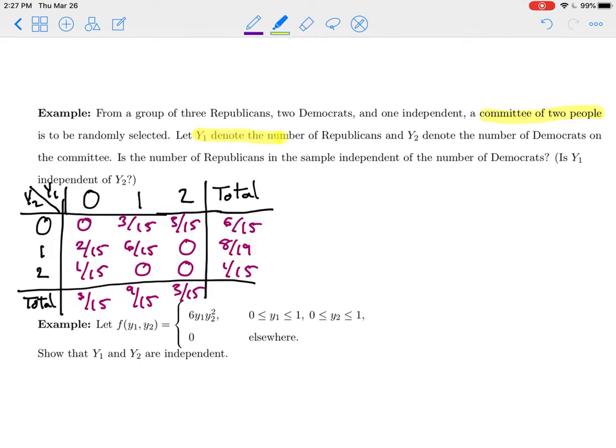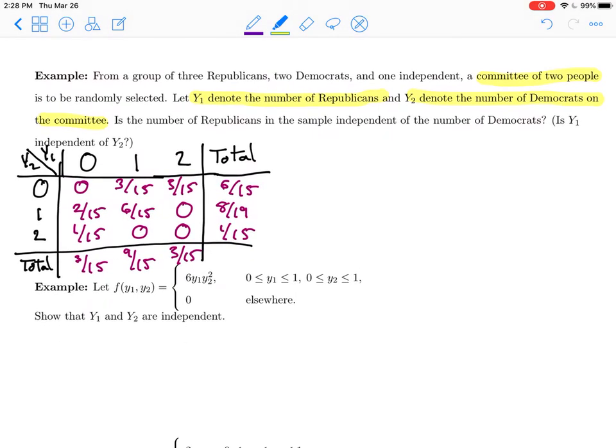Y1 is the number of Republicans. Y2 is the number of Democrats on the committee. And we want to know, is the number of Republicans in the sample independent of the number of Democrats? To do that, we can look at the body of this table. The body of that table right here represents the joint probability function.